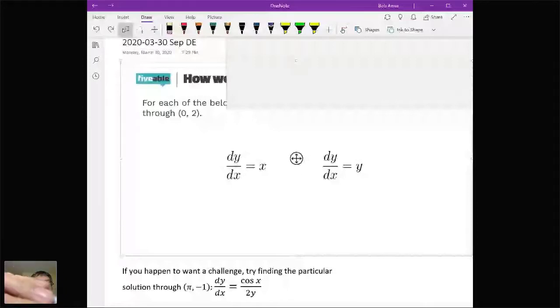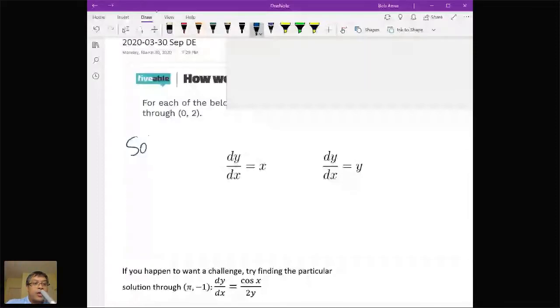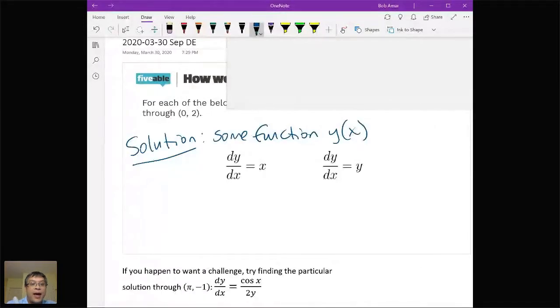Okay. So when looking at this first equation, you see on the left, it says dy/dx equals x. This is what we call a differential equation. The solution to a differential equation, there are actually two types of solutions, but let's just stick with this for now, is some function y of x that satisfies these particular properties.